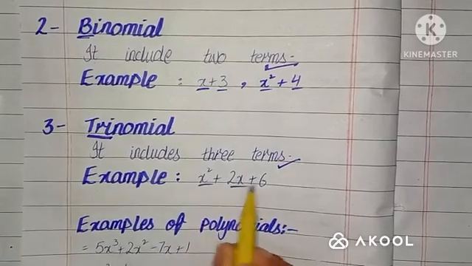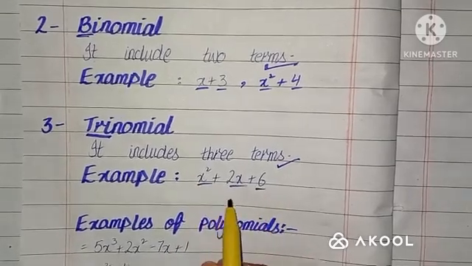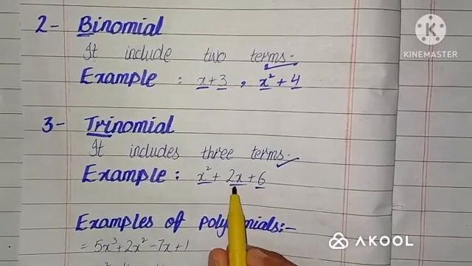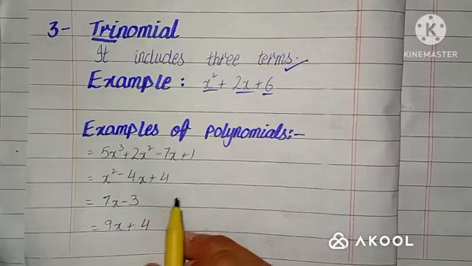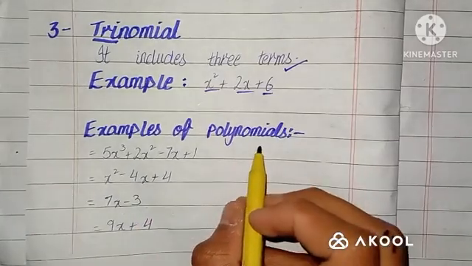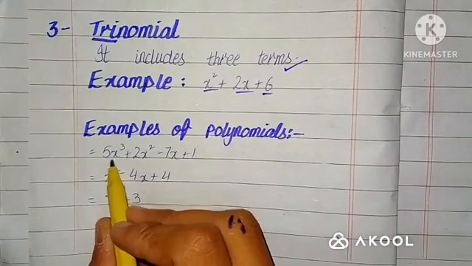Inside this is a term, this is a term, and this is a term. We have 3 terms in this. X squared is a term, plus 2x is a term, and plus 6 is also a term. We have more examples of polynomials ahead. This is just one simple example.